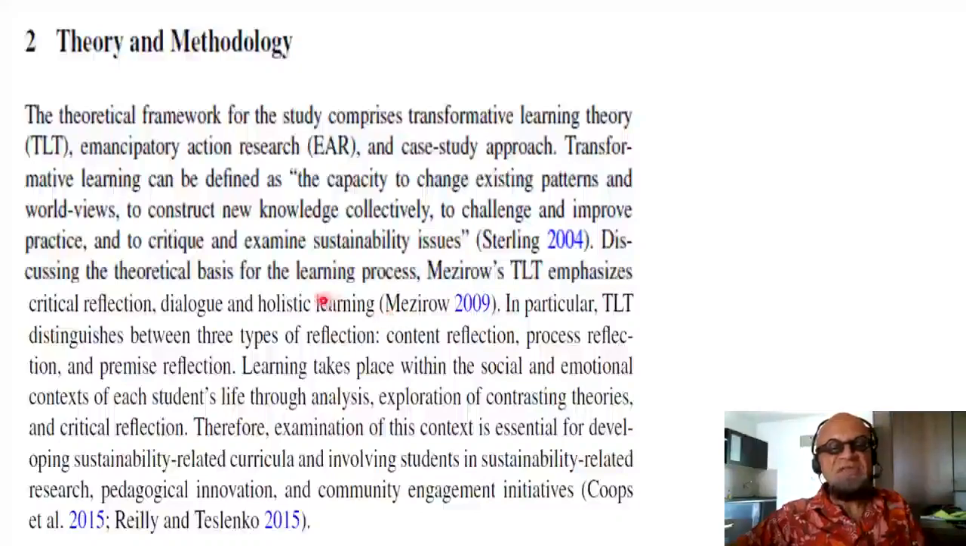Discussing a theoretical basis for learning processes, Mezirow's TLT emphasizes critical reflection, dialogue, and holistic learning. So dialogue is always important. Debate should be allowed so that the changing of the worldview happens after students are convinced.